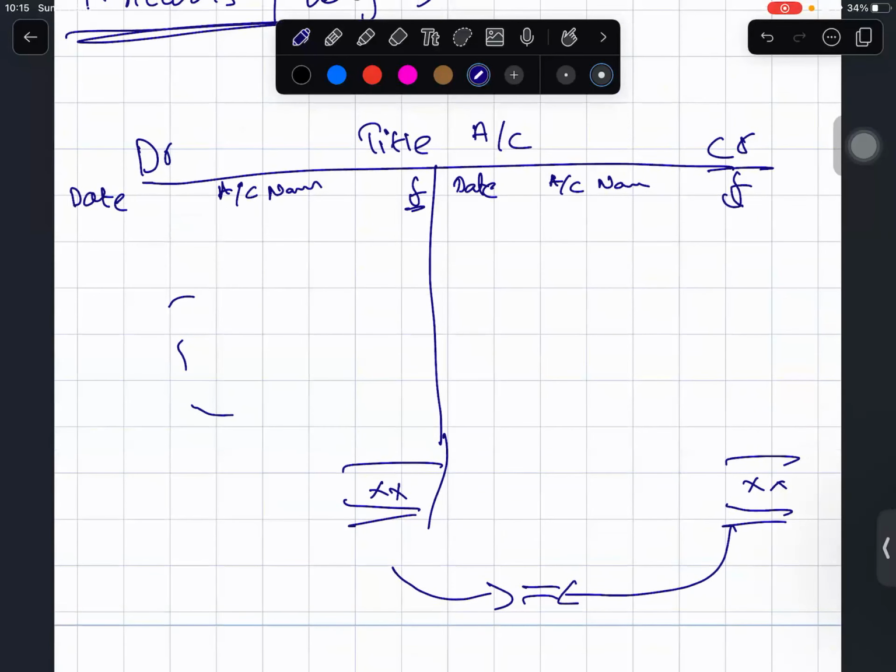So this is the format. I think we also discussed this yesterday. You remember this, the T account format from yesterday's class? Or did we not do this? No, we didn't. We did it.